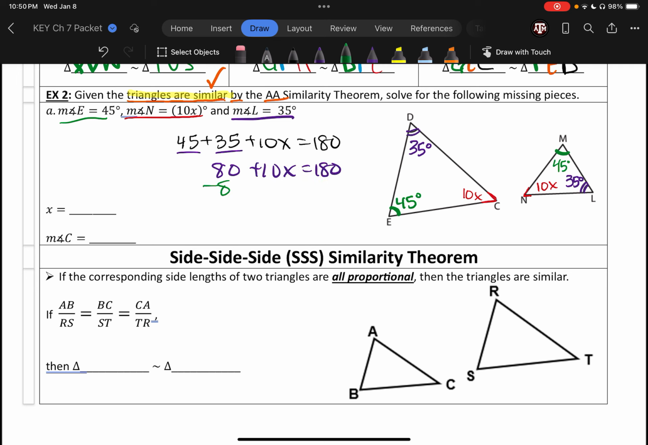Next step here would be to subtract 80. Doing so gives you 10x is equal to 100. If I divide by 10, you get that x is equal to, well, 100 divided by 10 is 10. So x is equal to 10, right?